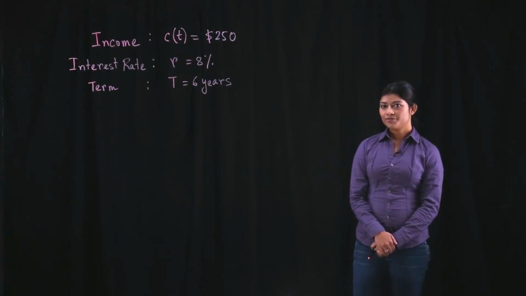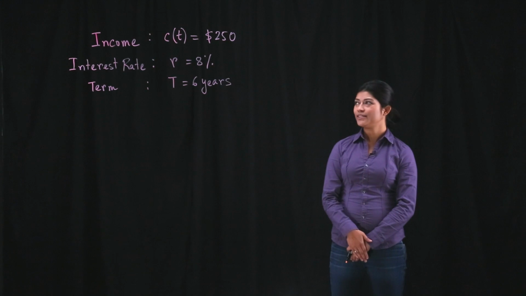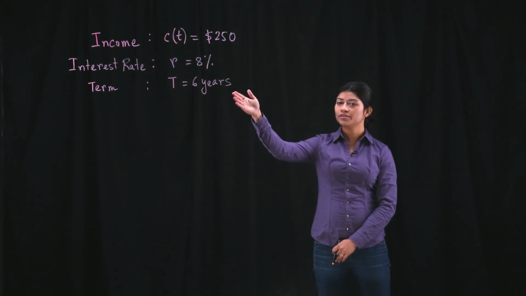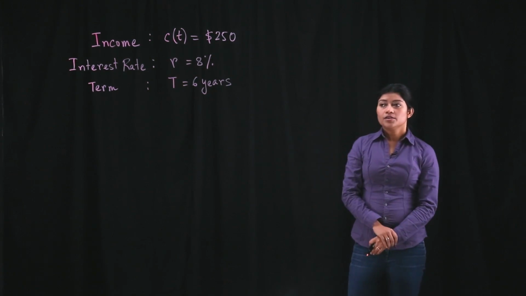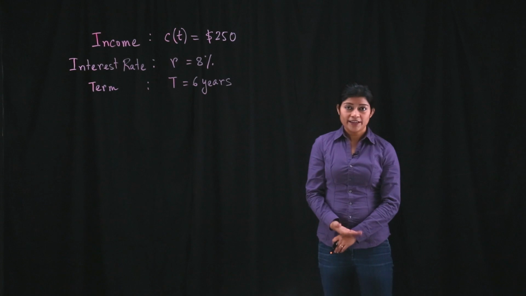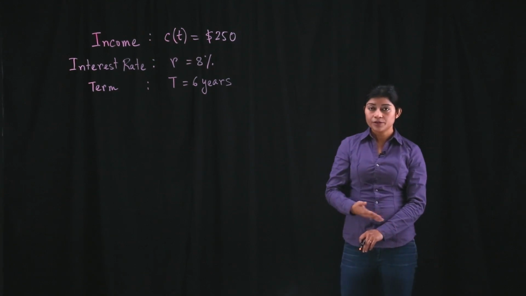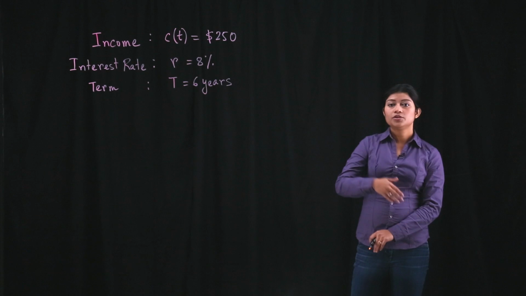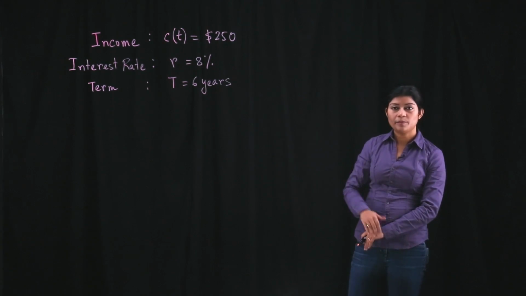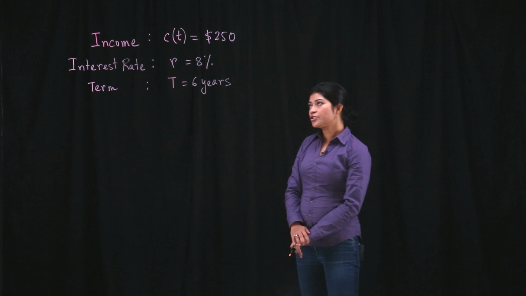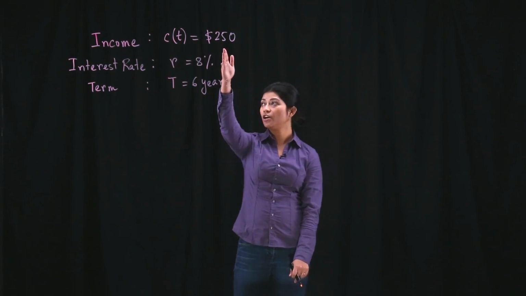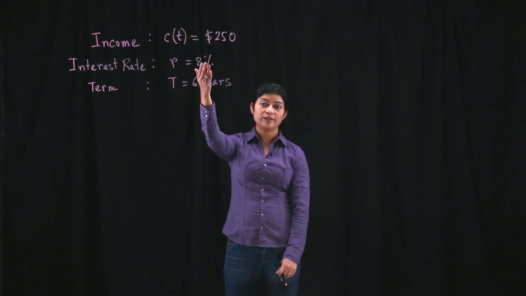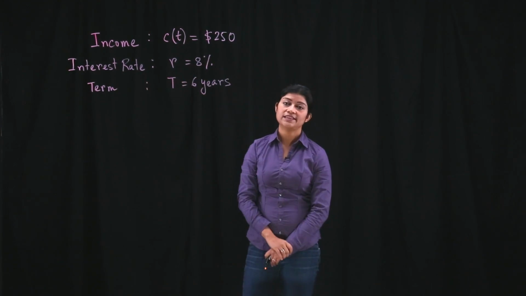Hi, I'm Papia. In this problem, we will have to compute the amount of annuity when we have an income function, given interest rate, and for a certain term. So this is another application of definite integrals, how you can use integral to compute amount of annuity. All right, so the income function is right here, C of t is $250, and interest rate is given to be 8%, and the term is 6 years.